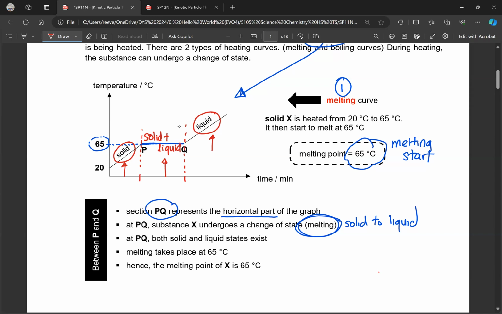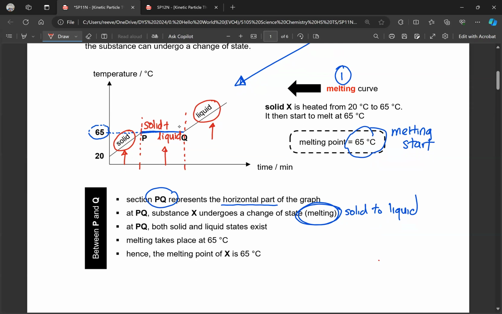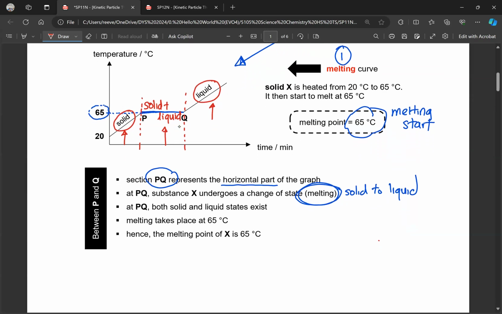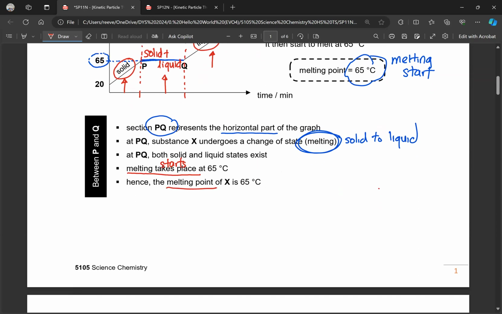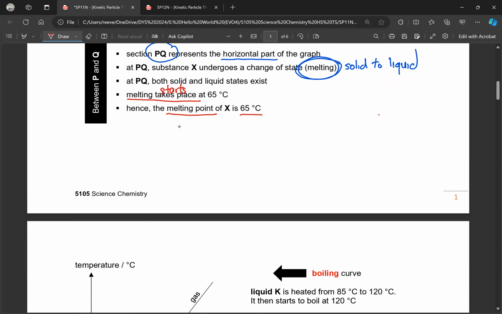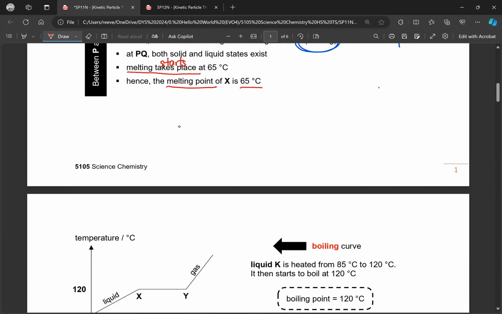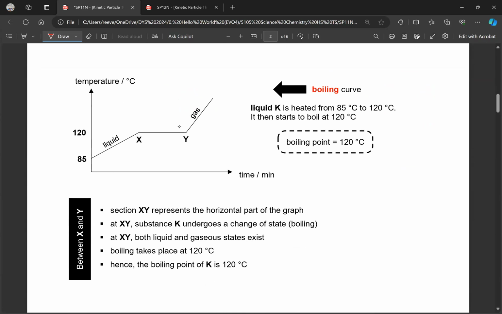Okay, why? Because they will test you. Where is the solid? Where is the liquid? Where is the mixture of solid and liquid? When it's melting, it makes sense that some of the solid turns to liquid, while some of the solid still hasn't melted. So it's a mixture of solid and liquid that is happening at 65 degrees Celsius. Melting starts at 65 degrees Celsius. The melting point is 65 degrees Celsius. Any question? If not, let's move on to the next heating curve.